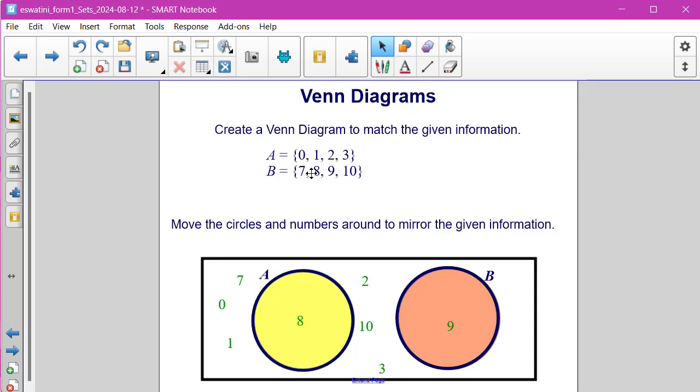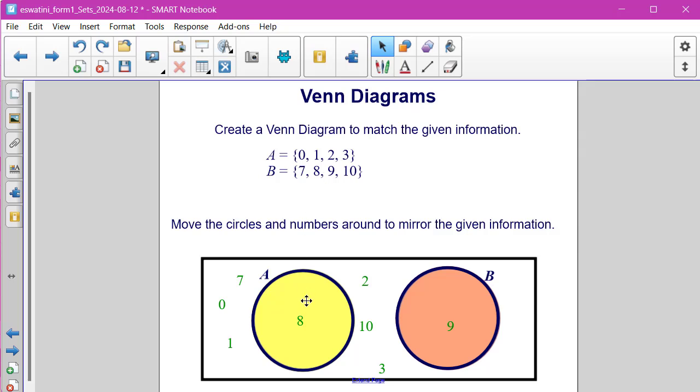The first thing we need to do is examine both sets A and B and determine if they contain any common elements. 0, 1, 2, 3, 7, 8, 9, 10. There are no common elements. Therefore, our circles that represent set A and set B remain separated and do not overlap.